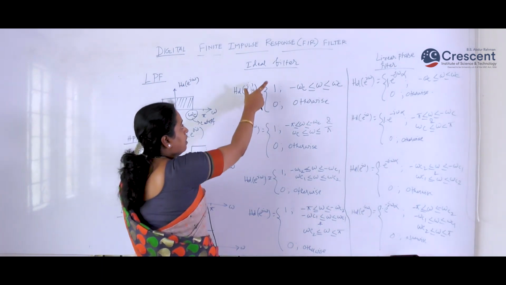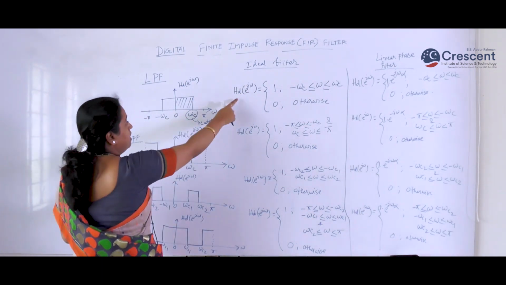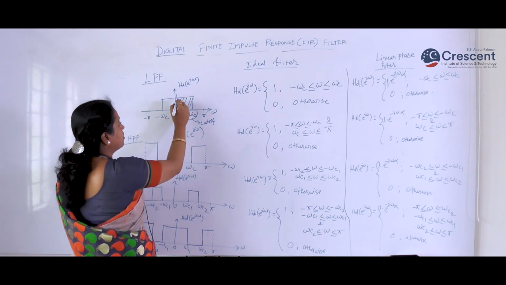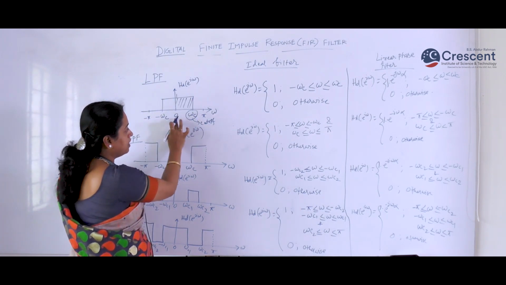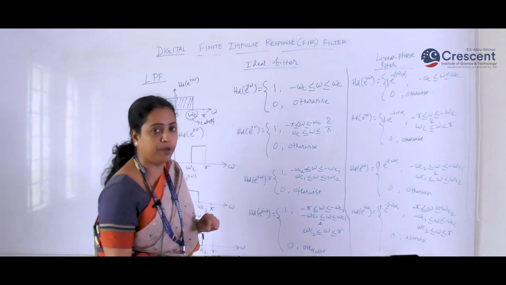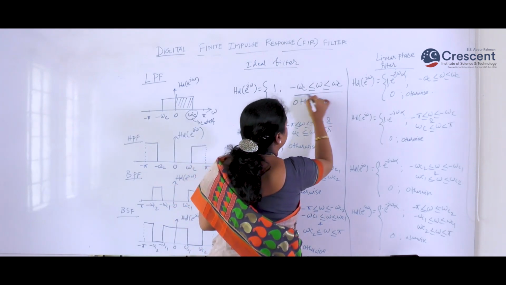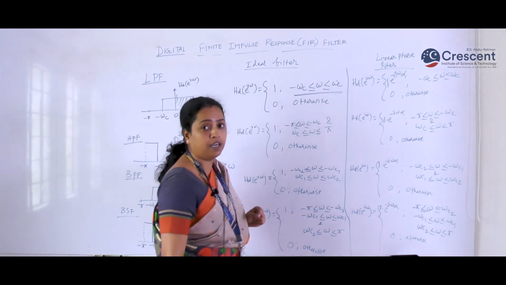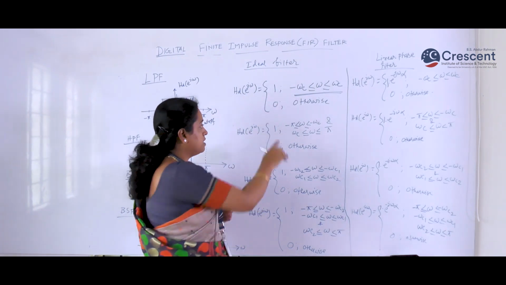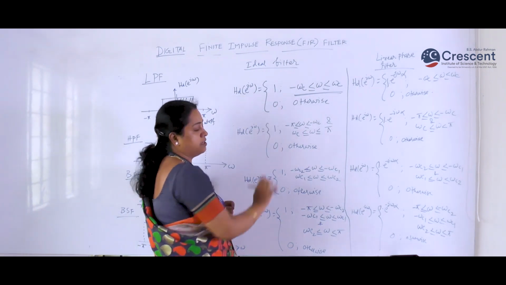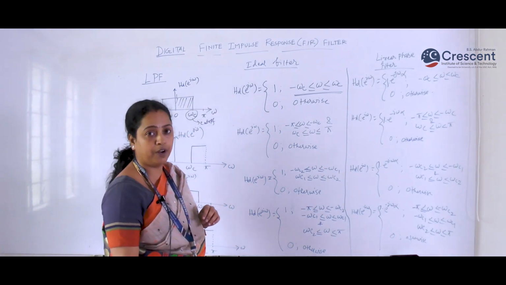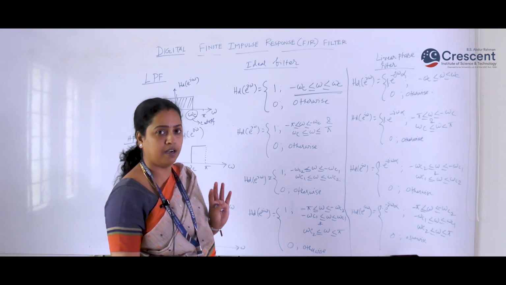So in case of this ideal low pass filter, this H_d of e power j omega, its value is equal to 1 when the frequency lies in the range from where to where? From minus omega c to omega c. That is only written here. From minus omega c to omega c, the value of this H_d of omega is equal to 1, and its value is equal to 0 otherwise. That means other than this frequency range, the frequency response of the low pass filter is considered as 0.